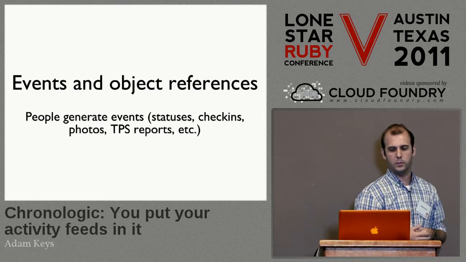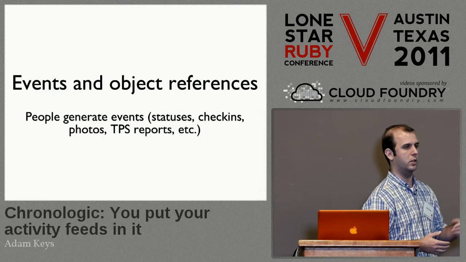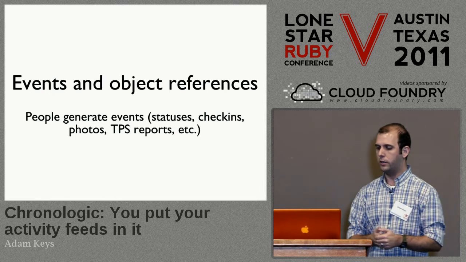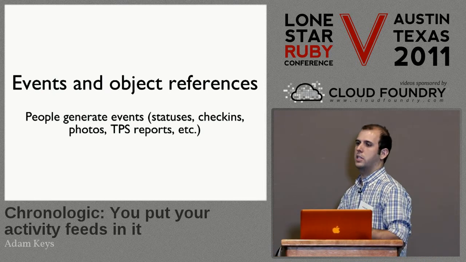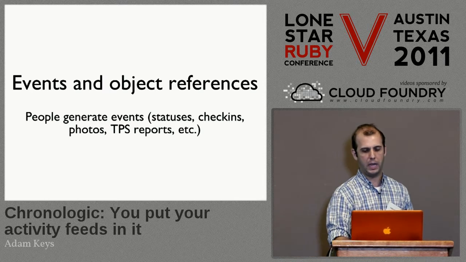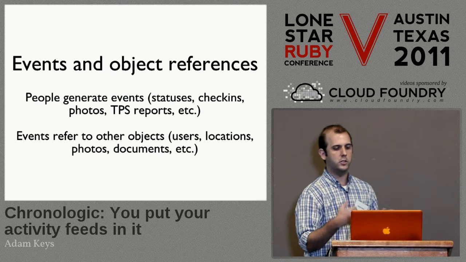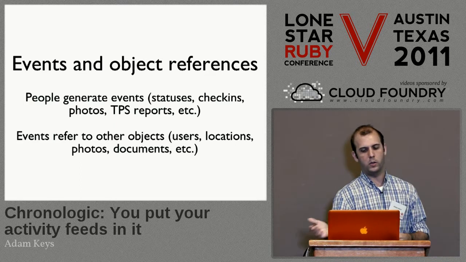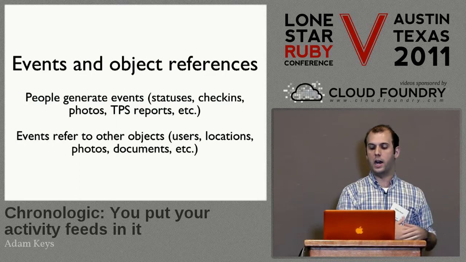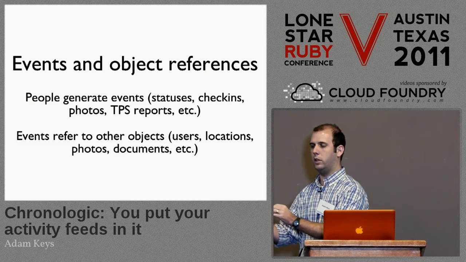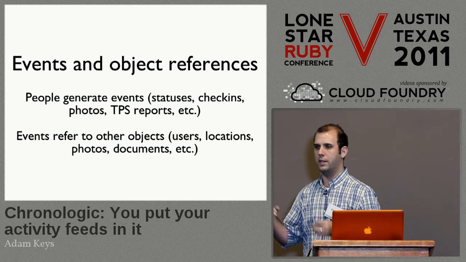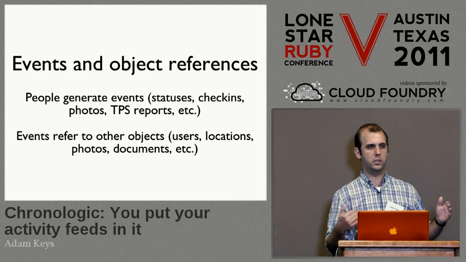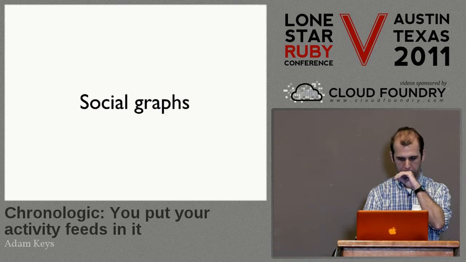So, events and object references. People generate events. It might be like a status like in Twitter, a check-in like on Gowalla, a photo like on Instagram, or TPS reports in some boring IT application. And those events refer to other objects like users, locations, photos stored somewhere else, documents, etc. But they're not really the activity. They're just ancillary data that you need to display a pretty looking timeline.